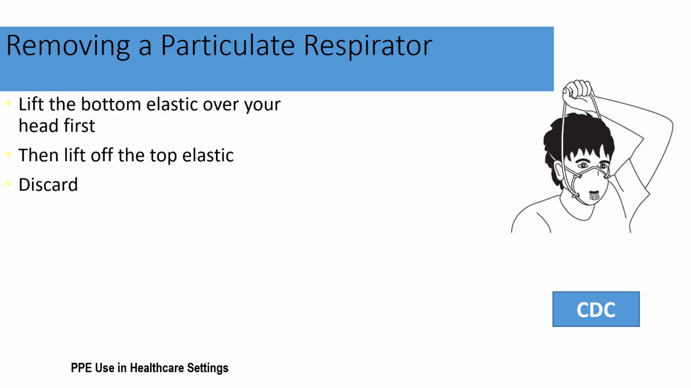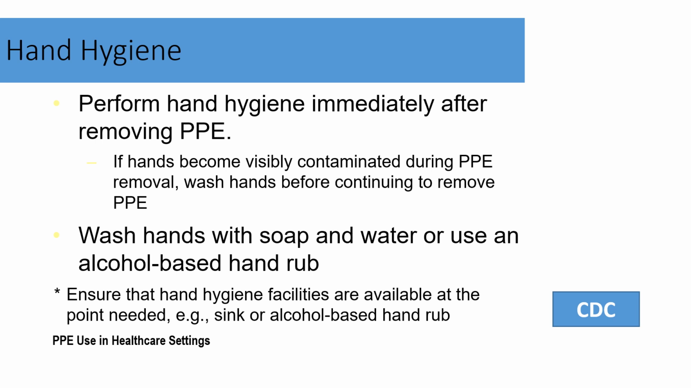To remove a particulate respirator, lift the bottom elastic over your head first, then lift the top elastic. Regarding hand hygiene, it should be done immediately after removing the PPE. If hands are visibly contaminated, wash the hands with soap and water, and ensure that hand hygiene facilities are available at the point of need.